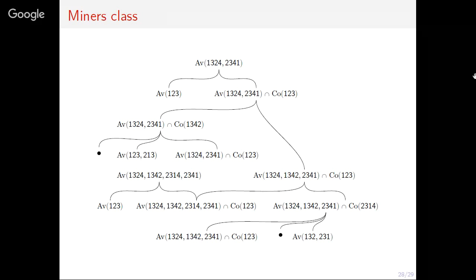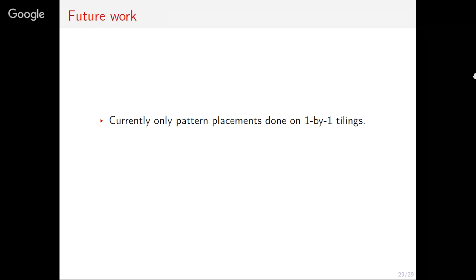And this is of course possible because we have computers that just find this simple description for us. Well, actually, Miner had to do this all by hand. So, some future work to be done.